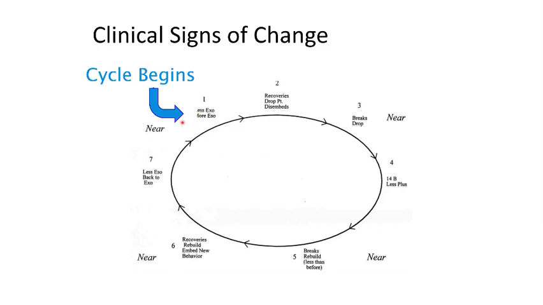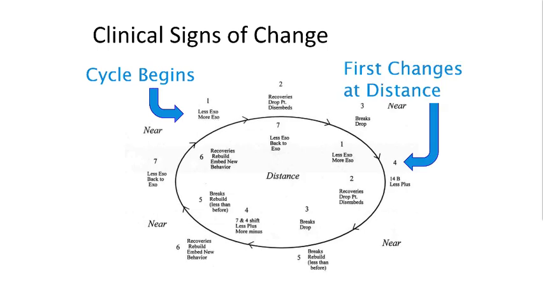Now, the next image that I'm going to show, the outer part of it is exactly the same. The only thing I've done is add to the inner part, and the inner part shows the distance changes. So here we've added these, and I want to start the whole cycle again from the beginning. From the beginning, cycle begins.